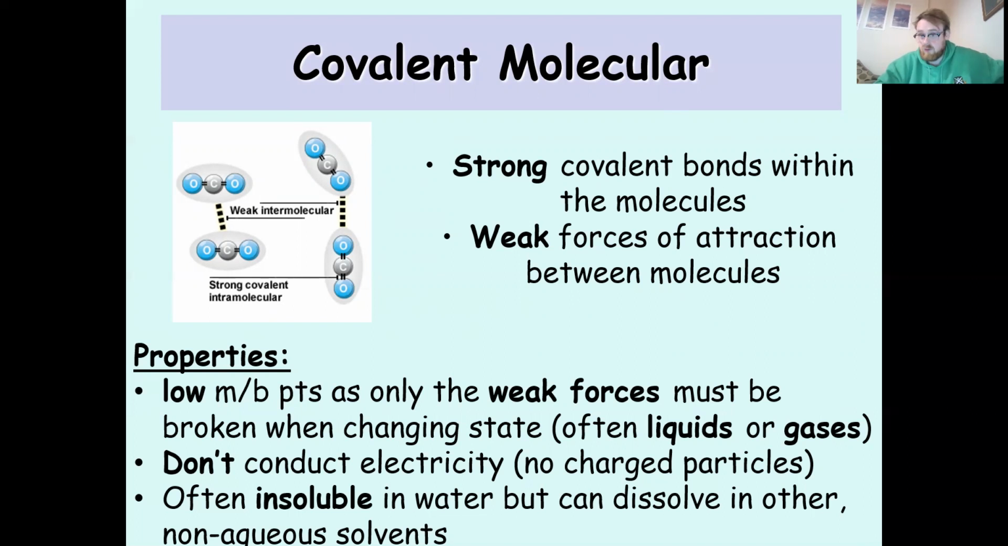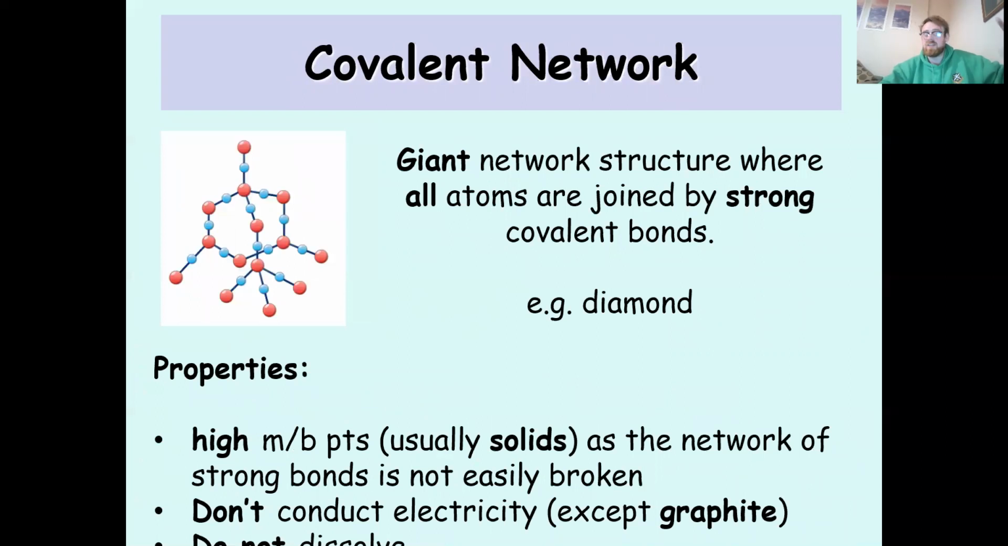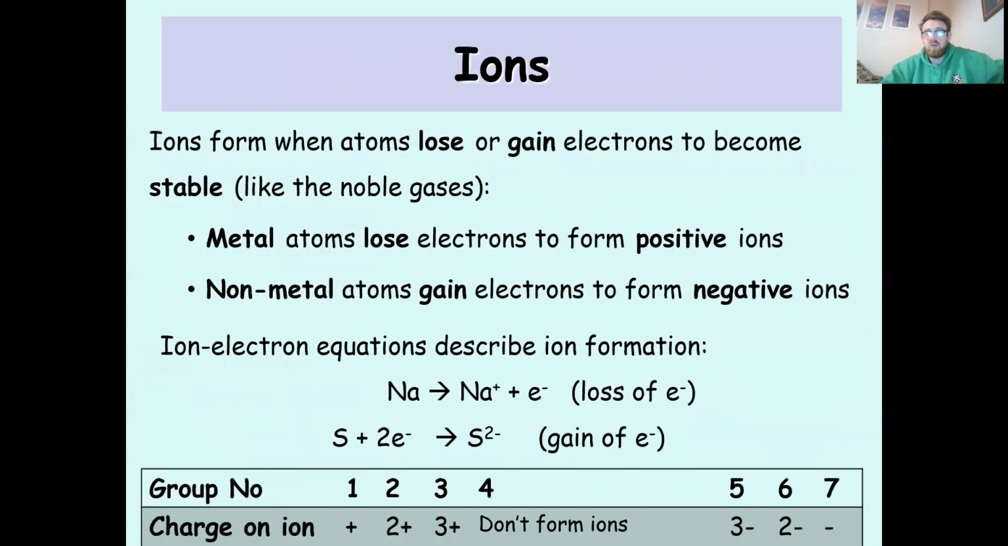Okay, covalent can dissolve in covalent. Covalent network, on the other hand, is basically just loads of atoms all bonded covalently. Covalent bonds are ridiculously strong, therefore covalent network has very high melting and boiling points. They do not conduct electricity because there's no charges able to move, except for graphite, and they don't dissolve. Okay, so giant network structure where all atoms are joined by strong covalent bonds.